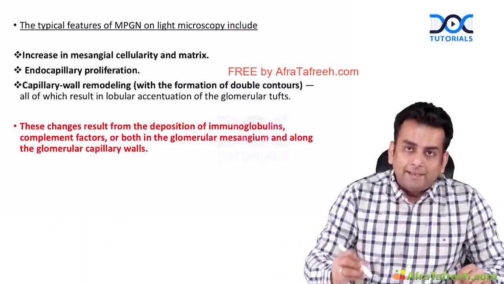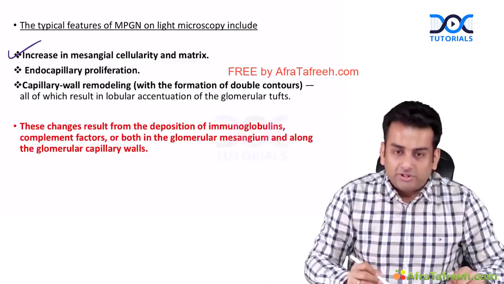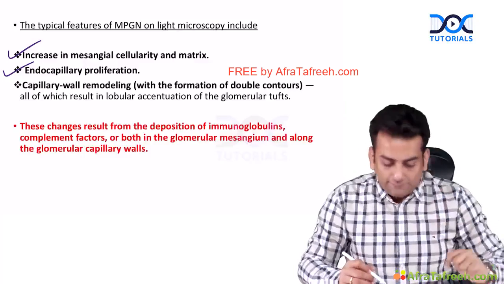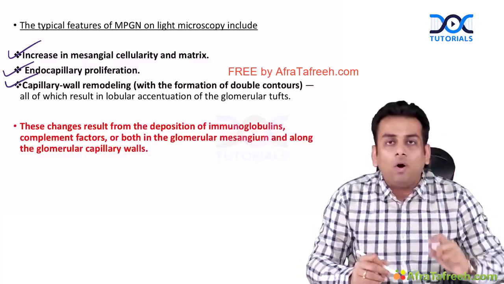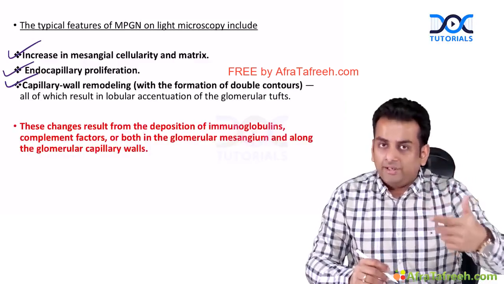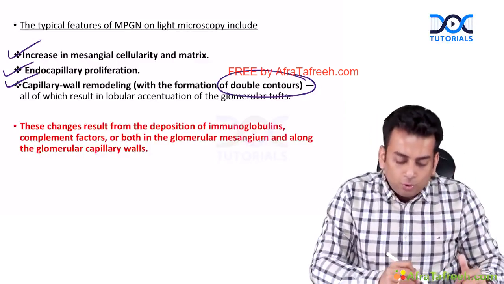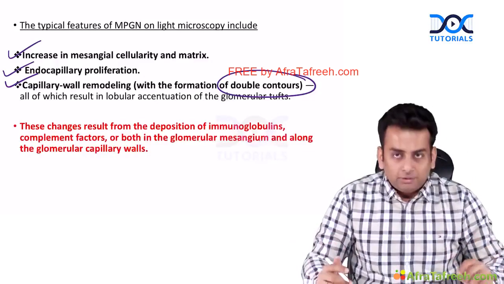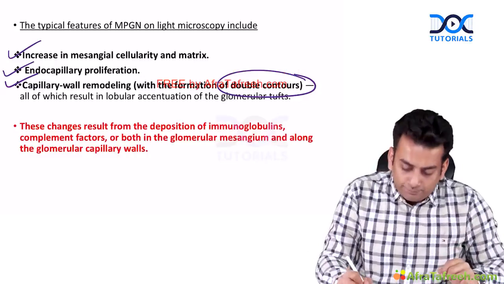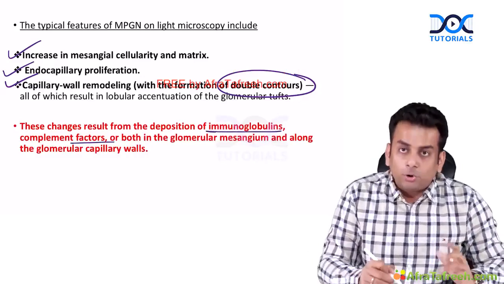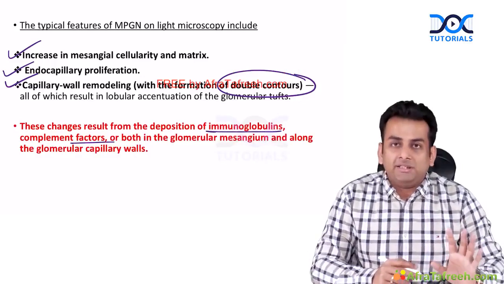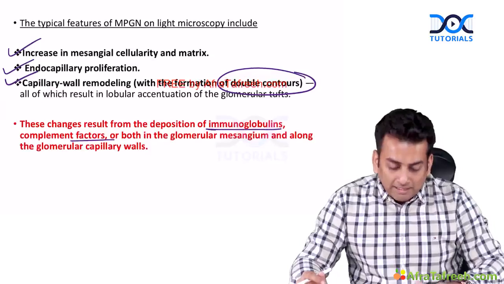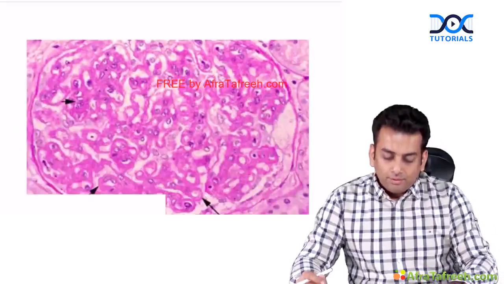Now, as I already told you, the light microscopy features are increase in mesangial cellularity. There is cellularity increase in the capillary loops. So there is endocapillary proliferation, and there is capillary wall remodeling. So there is reduplication leading to double contours, all of which will lead to lobular accentuation. Now, why do these changes occur? Due to deposition of immunoglobulins, complement factors, or both, due to the injury. I hope I'm absolutely clear. We've already discussed this.